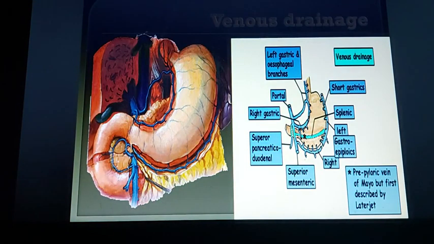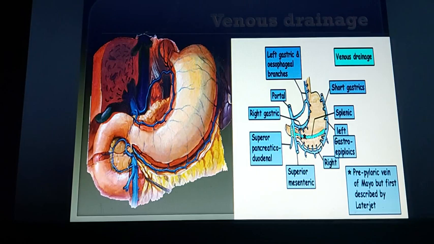Coming to the venous drainage. Same thing, that is the left gastric vein, right gastric vein, and right and left gastroepiploic veins. All these veins finally drain into the portal vein. This is the portal vein. This is the left gastric vein, right gastric vein, and here the right and left gastroepiploic veins.